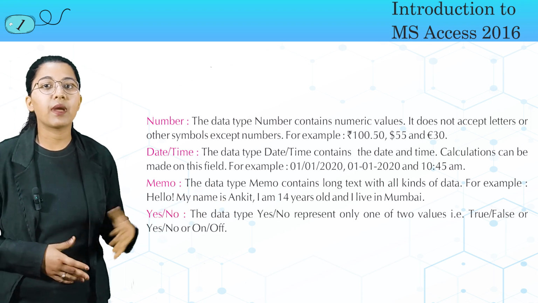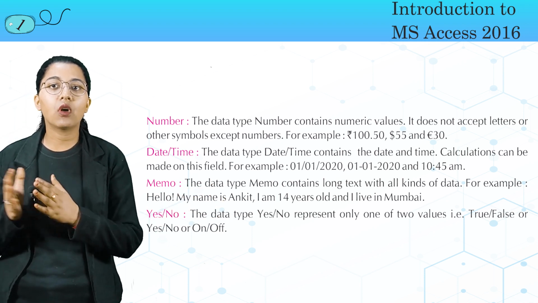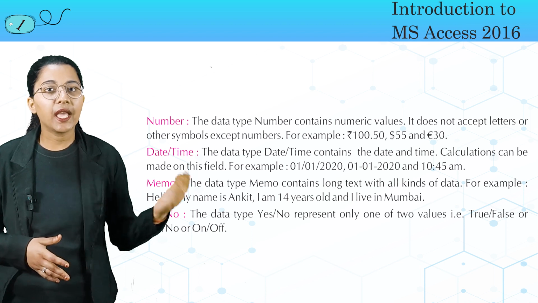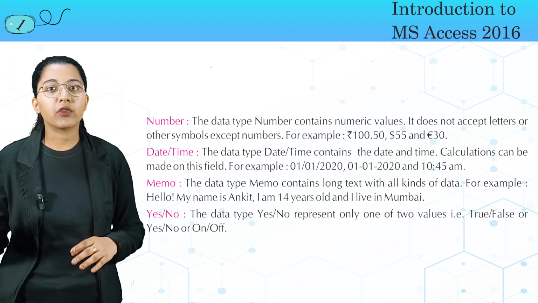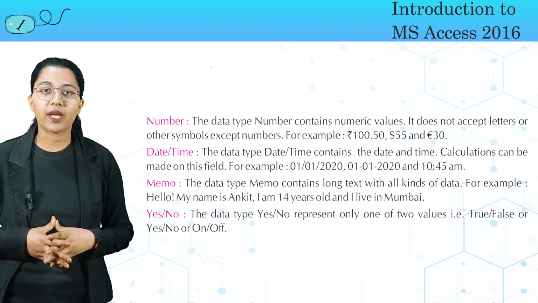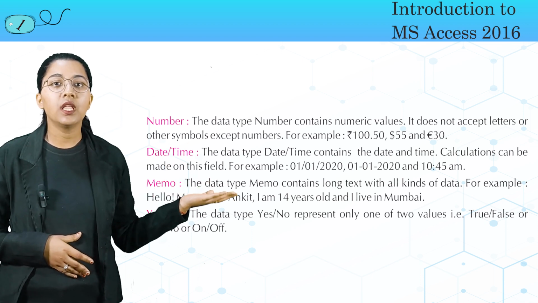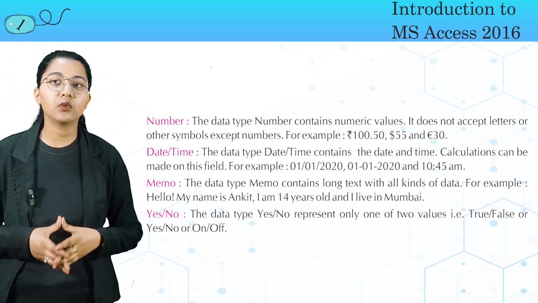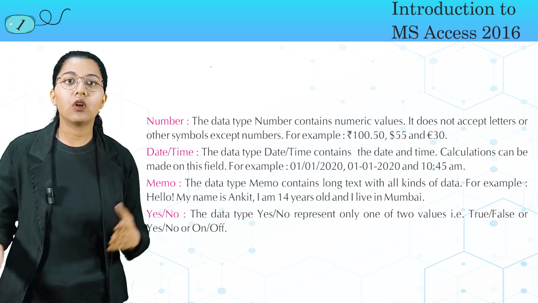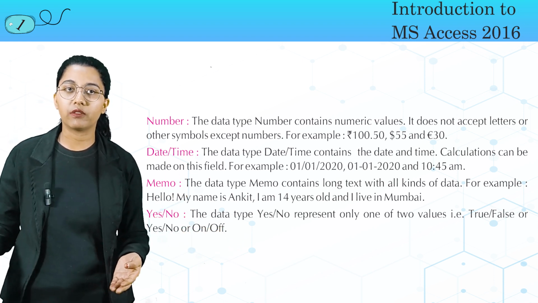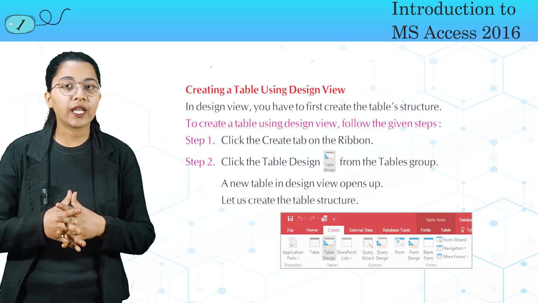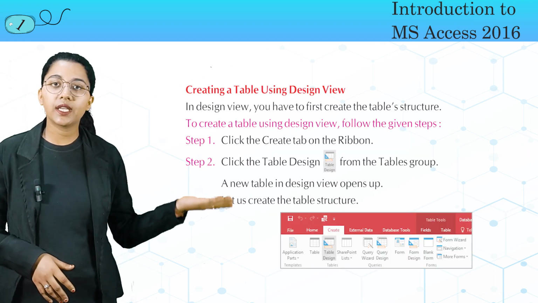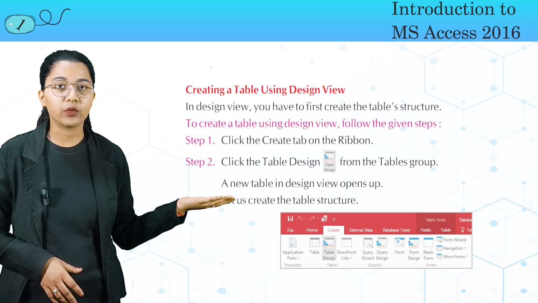Next is memo. The data type memo contains long text with all kinds of data. For example, hello, my name is Ankit. I am 14 years old. I live in Mumbai. Yes or no. The data type yes or no represents only one of two values, that is true or false, yes or no, or on or off.